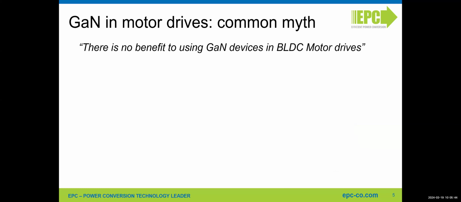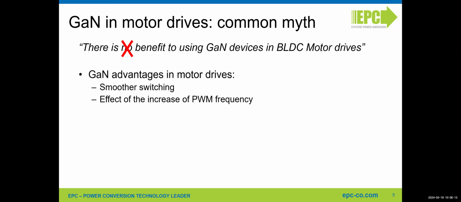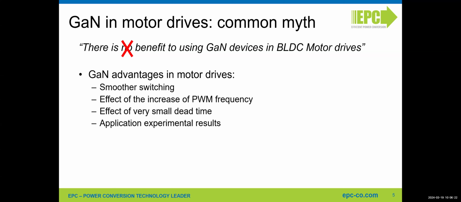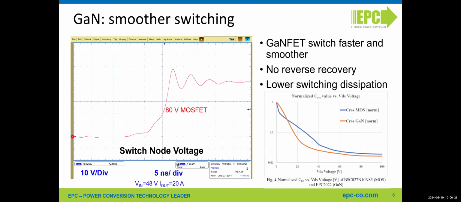So looking at the use of gallium nitride in motor drives, one common myth is: why would you use gallium nitride in a brushless DC motor drive? Usually these applications are going very slow, and there's no need for such a fast switching device. And so the common myth is that there's no benefit to using GaN devices in brushless DC motor drives. In reality, what we found is that there is benefit. The reason is that you can have smoother switching, and then I can show the increase of PWM frequency and the effect of a very small dead time, and then we go through the application experimental results.